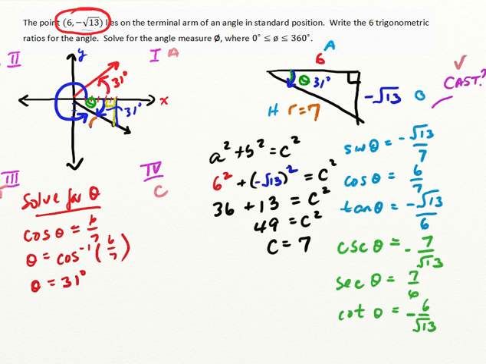So how do we find the actual measure of theta? Pretty easy. We say our theta in quadrant 4 is equal to 360 degrees minus 31 degrees. When I do that, I get 329 degrees for our measure of theta. So that is the angle measure, and it is between 0 and 360, so it's a positive angle, and that is the angle measure of that point, which is in quadrant 4. Okay?